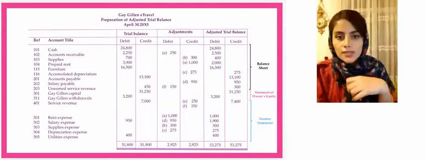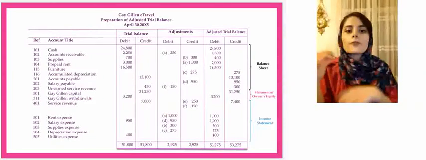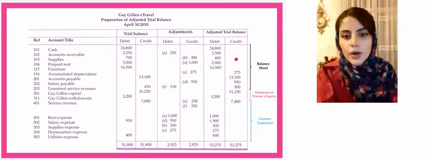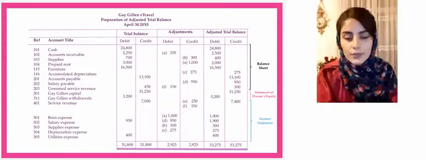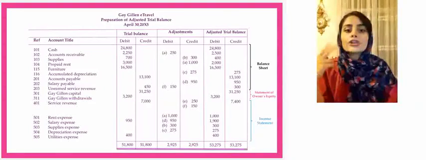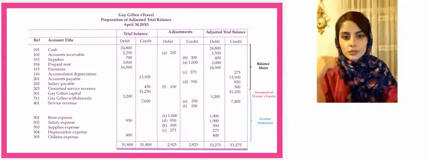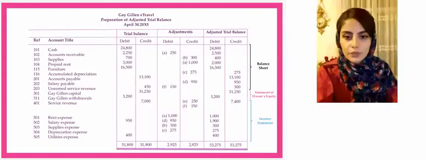So it gives us 2,500, which is in our adjusted trial balance. We can have more than two adjustments for an account. For example, you can look at service revenue.